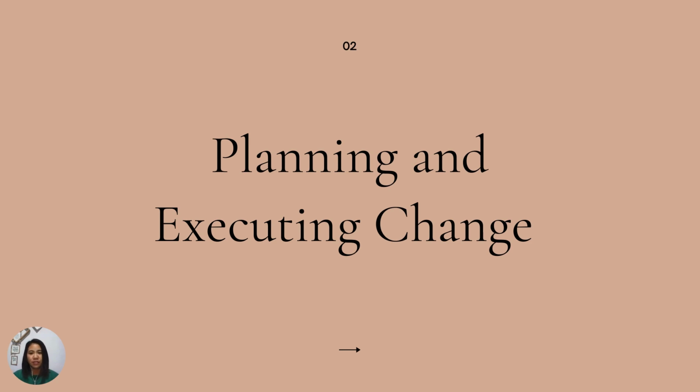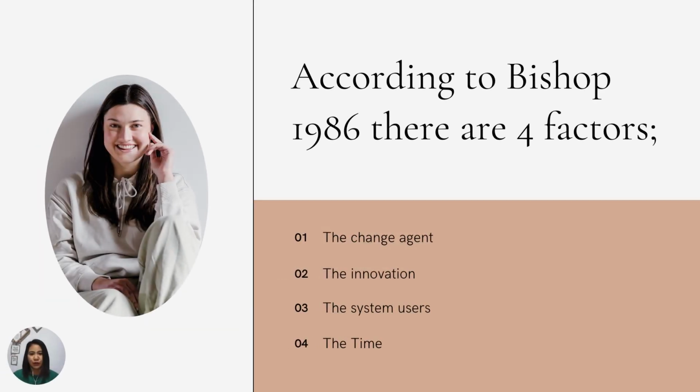You must note that for the change to be implemented in the curriculum, a process has to take place. This process involves four major factors according to Bishop's 1986, cited on curriculum implementation at the University of Zimbabwe 1995. These factors include number one, the change agent, the innovation, the system users, and the time. The change agent and the innovation will be discussed by yours truly, and the system users and the time will be discussed by my partner, Miss Catherine, later on.